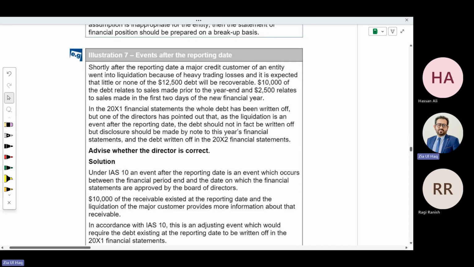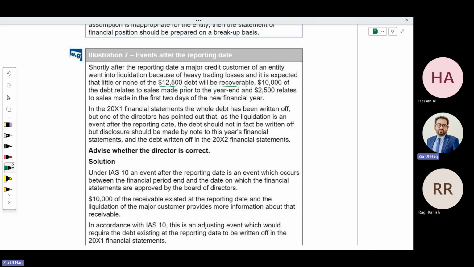Shortly after the reporting date, a major credit customer of an entity went into liquidation, mean become insolvent, because of the heavy trading losses, and it is expected that little or none of the 12,500 debt will be recovered. So adjusting event.